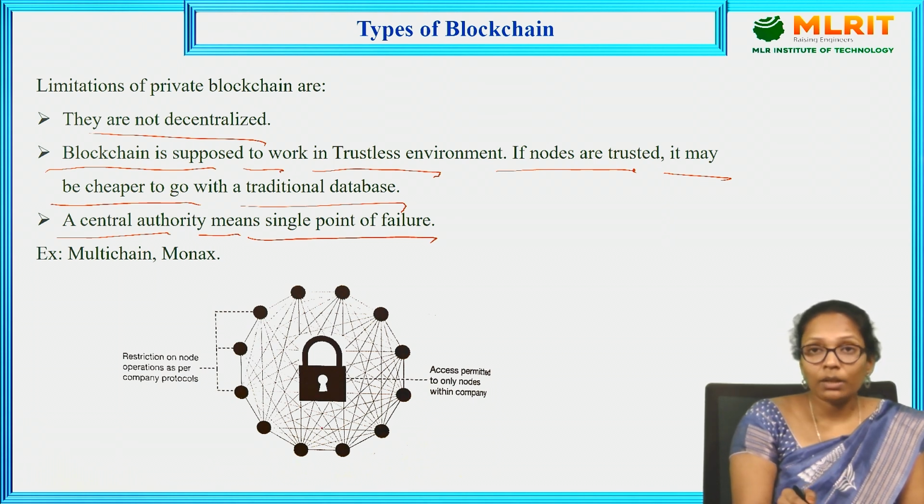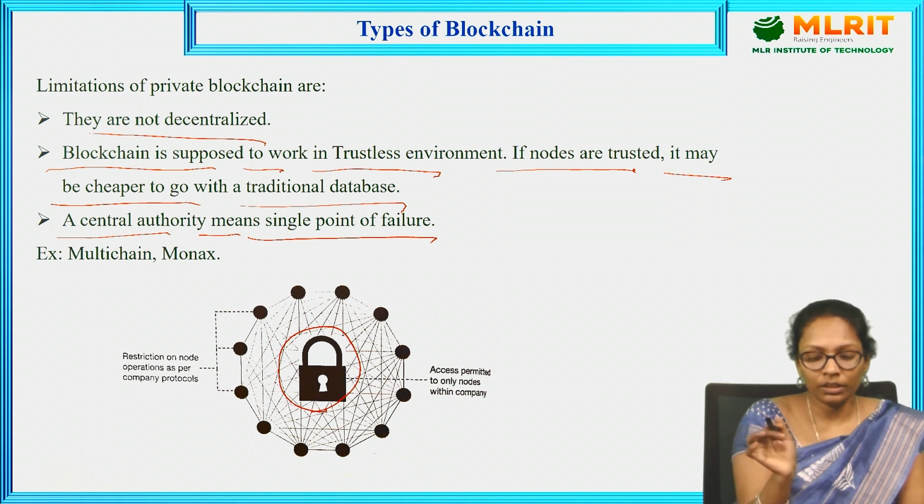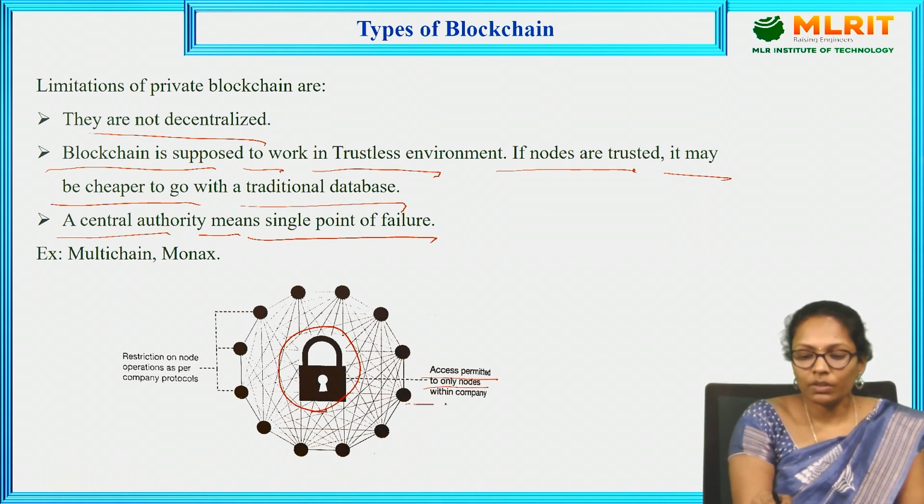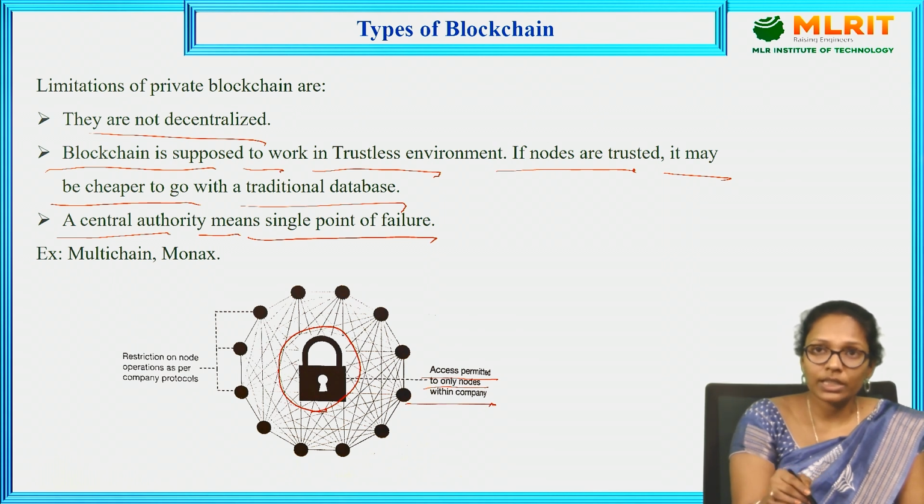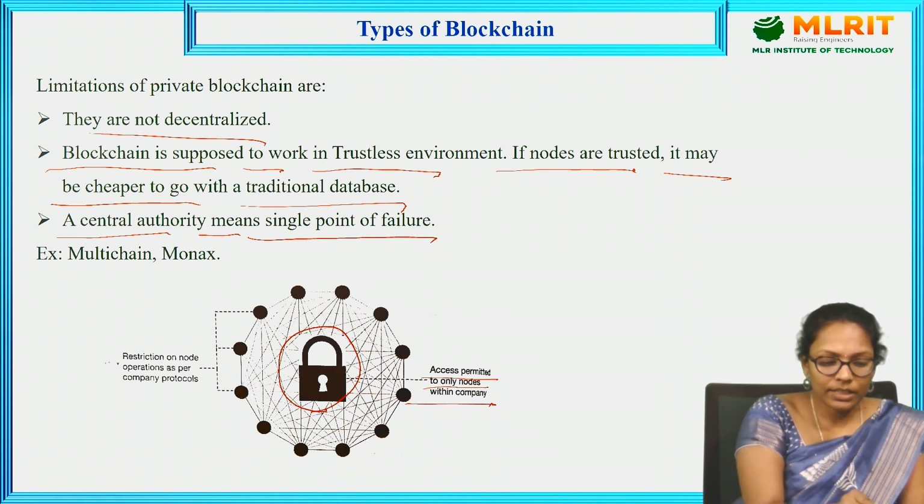So this diagram indicates the private blockchain. It is locked. That means not everyone can join here. Whoever knows the lock or the password of this lock, only they can join the network. Access is permitted only to nodes within the company. Whoever is within the company, only they have access to the network. And there is restriction on node operations as per the company protocols.